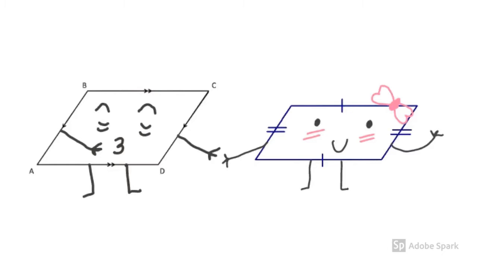This is my wife Petunia Parallelogram. A special thing I love about Petunia is that her opposite sides are congruent. It's one of the things that makes her so beautiful. I love you, sweetheart.